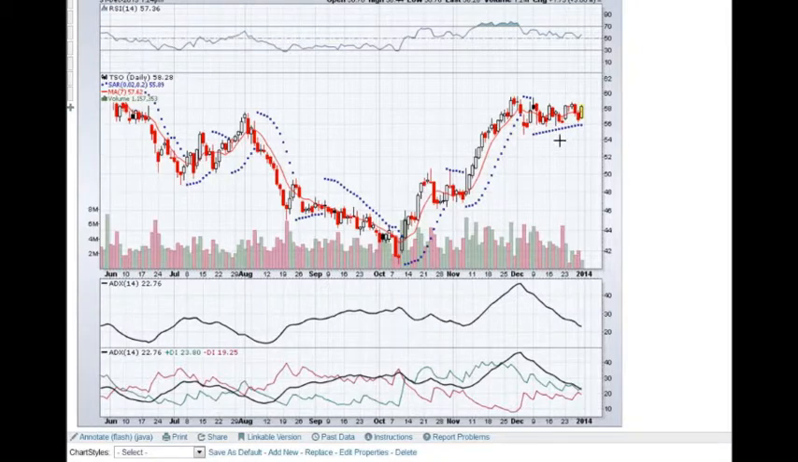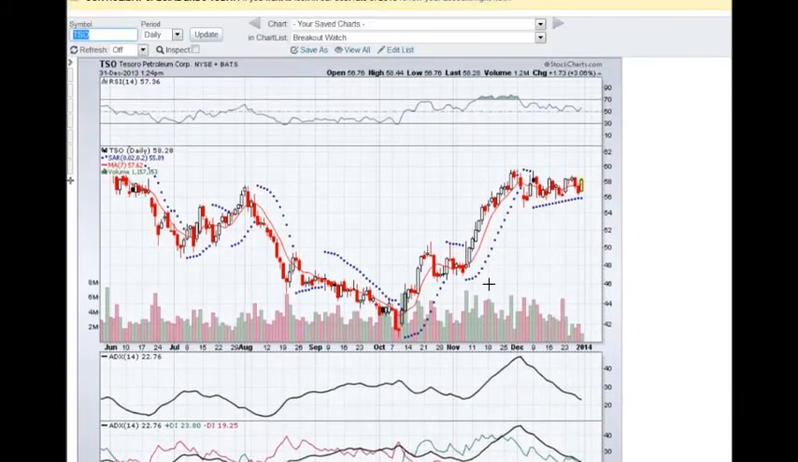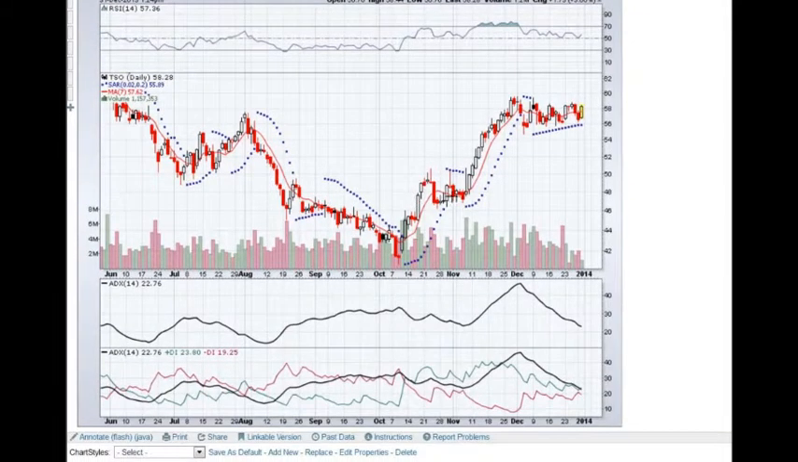So, let me bring up Tesoro so you can see how the ADX can still rise when there's no trend. Essentially, during this uptick right here in October, we saw the ADX fall. Why? Because the ADX is looking at a longer period of time. Looking at September and October, even though you had some down and some up, you really have no real trend.